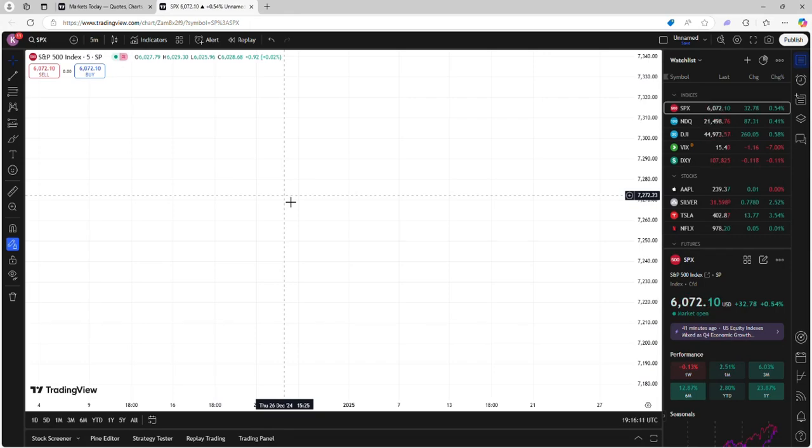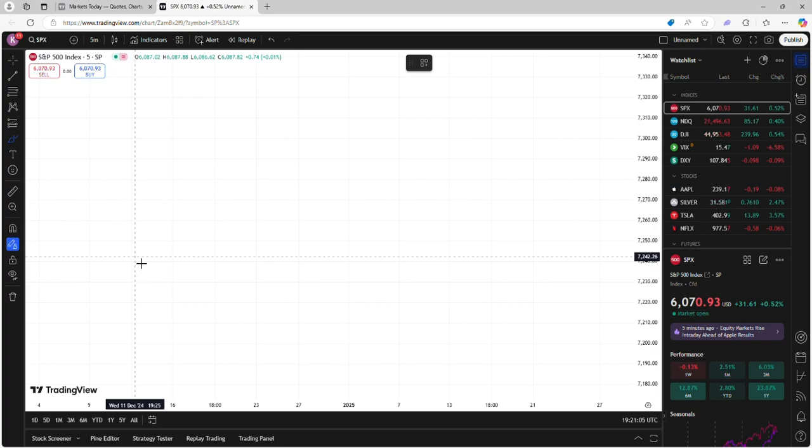I'm going to do part 2 of fair value gaps, and we're going to do identifying what a FVG is. So let's get straight into it. A fair value gap is a 3 candlestick pattern. Let's draw it out.